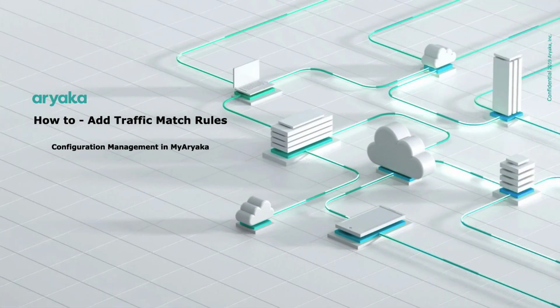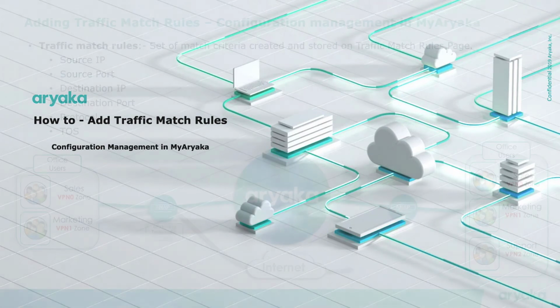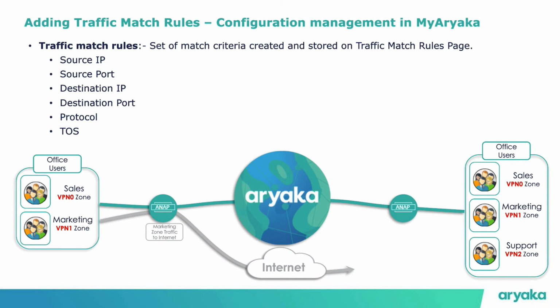In this video, we will learn what a traffic match rule is and how to add a traffic match rule. A traffic match rule is a set of traffic match criteria created and saved in the MyAryaka traffic match rules page. A traffic match rule can have source IP, source port, destination IP, destination port, protocol, and TOS, or type of service as match criteria. Furthermore, DNS and SNI and DPI lookups are also supported.